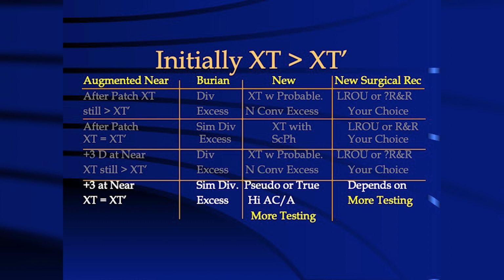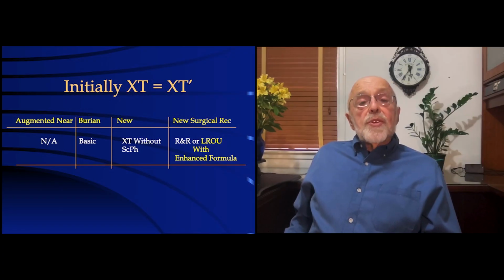And with +3s at near, the exotropia is now equal at distance and near. Burian would call that a simulated divergence excess. This may be a pseudo or a true, rare, possible, but true high ACA. And more testing like we just previously described would be needed, and the treatment would depend on the results of that testing.